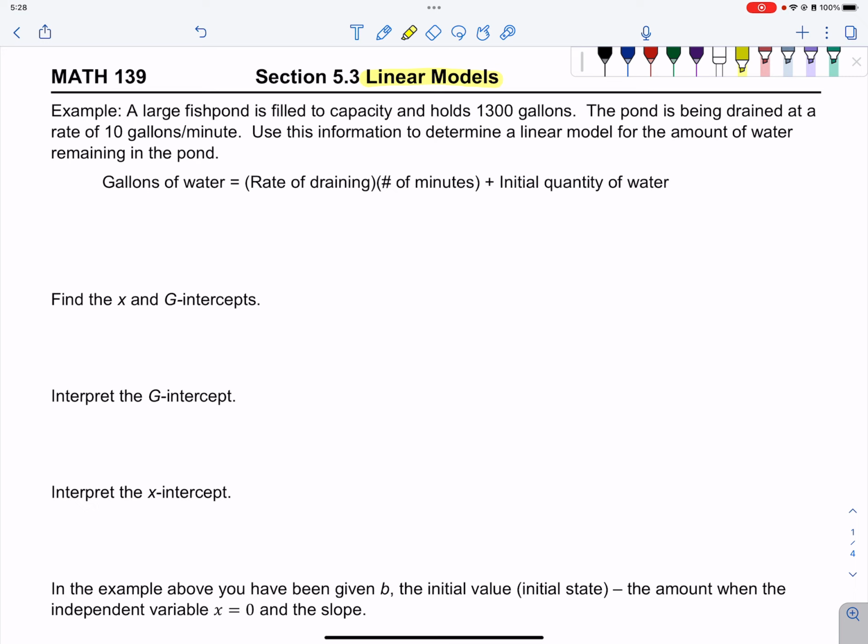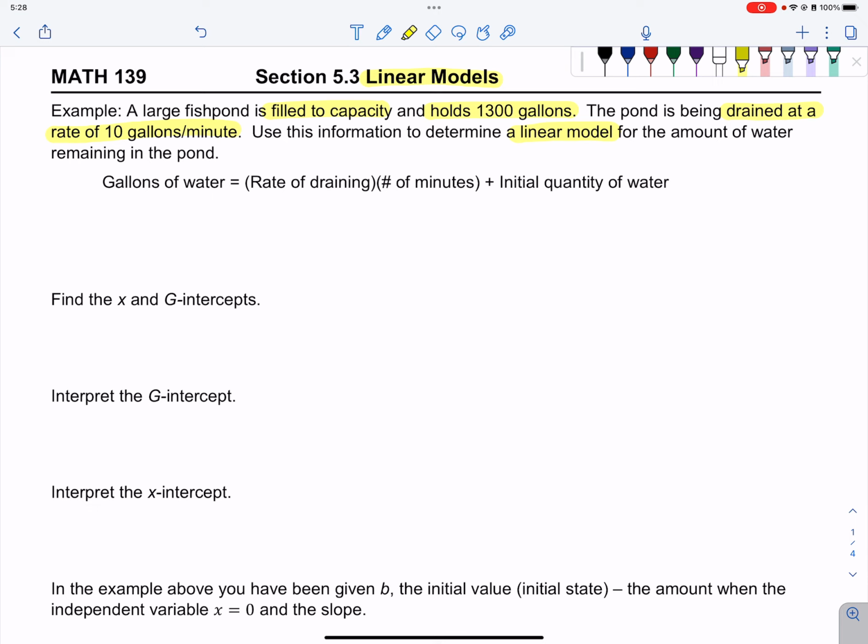So we are going to start this with an example where we have a large fish pond that is filled to capacity and holds 1,300 gallons. And we're also told that the pond is being drained at a rate of 10 gallons per minute. Now we want to use this information to write a linear model that's going to tell us the amount of water remaining in the pond.